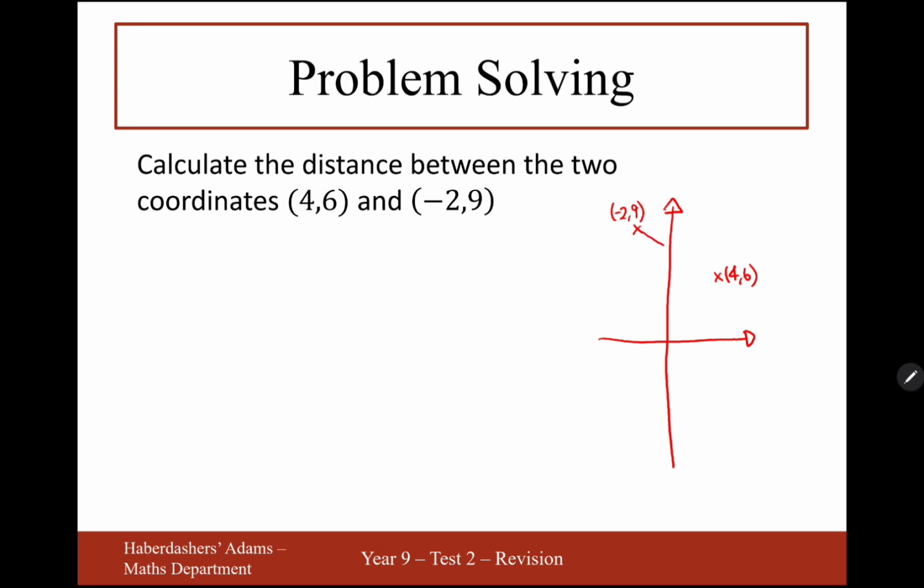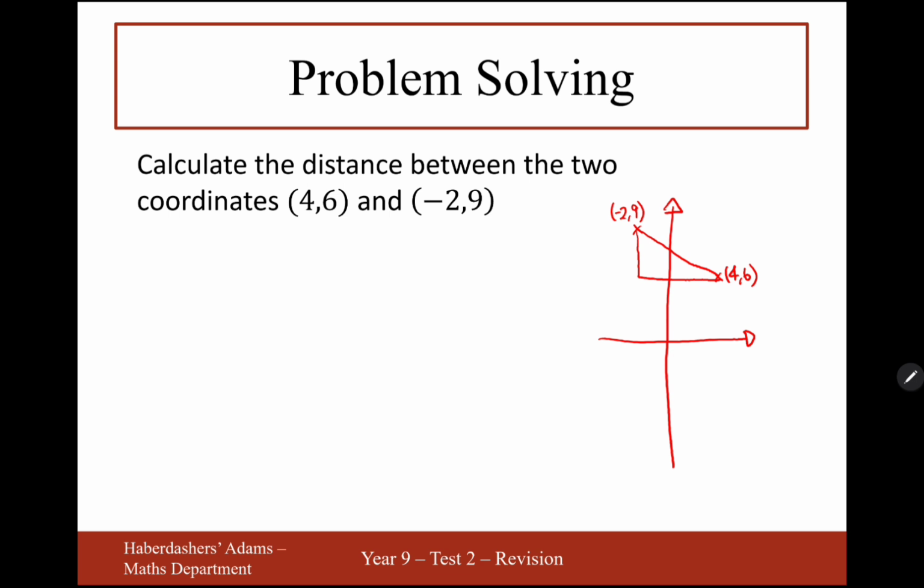Okay, so we want to find the length of that line there. So what we're going to do is make a triangle out of this and work out how far left and right we need to go between the two coordinates, and how far up and down we need to go between the two coordinates.